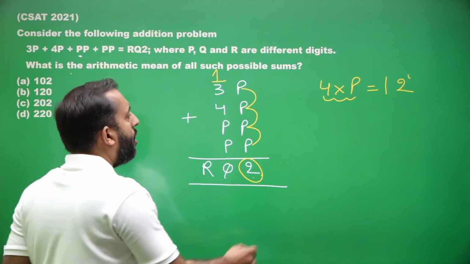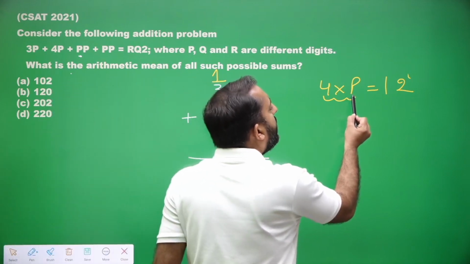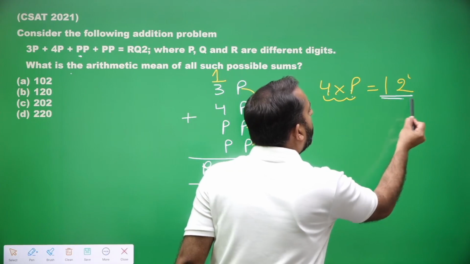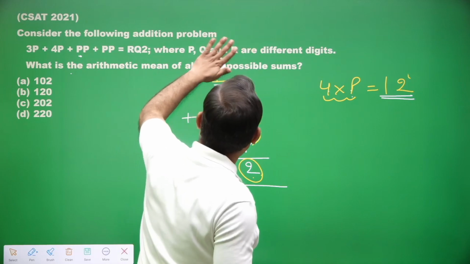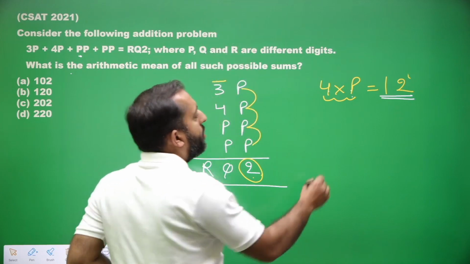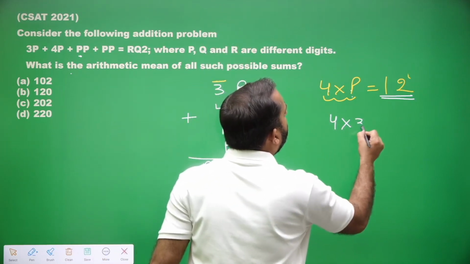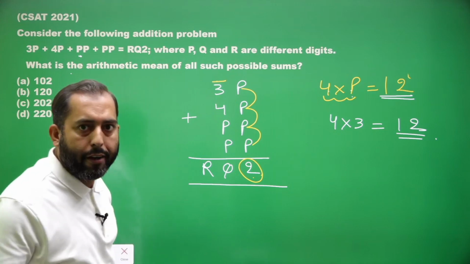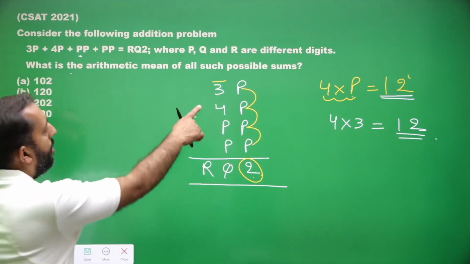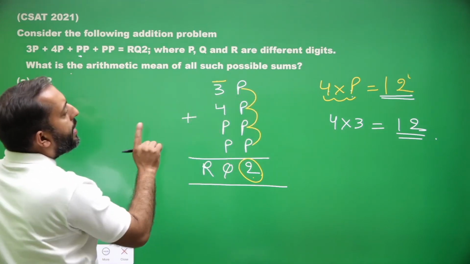Now let's check for which value of P, 4 into P is going to be 12. So if I do 4 into 3, it is 12. So the first value that P can take is 3.